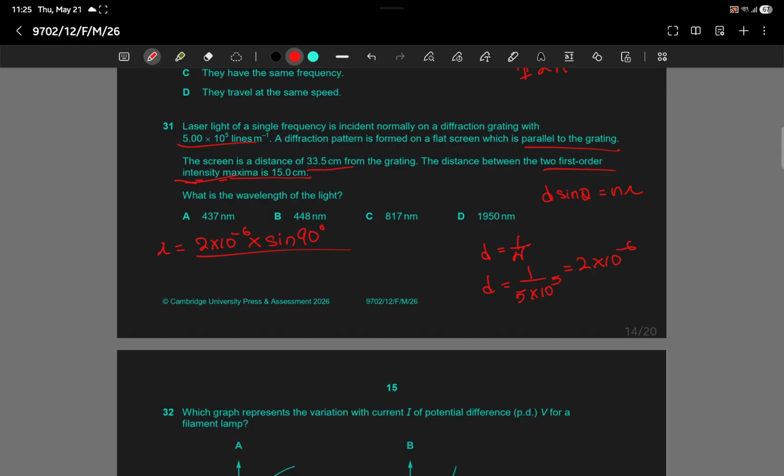So it says between two first order intensity maxima, so divide that by 2. Let's see what happens. The answer comes out to be 1 into 10 to the power minus 6, which is around... Okay, but this is not part of the options. Maybe I messed something up. Hold up.